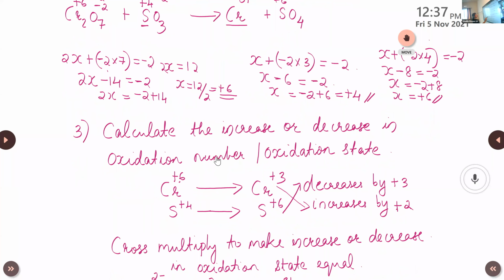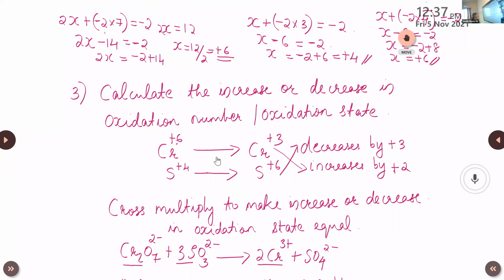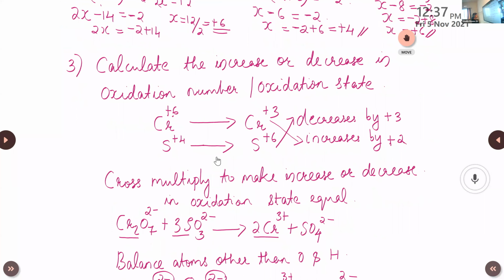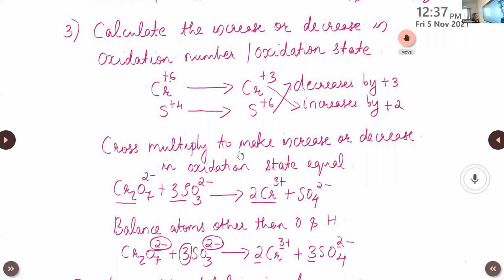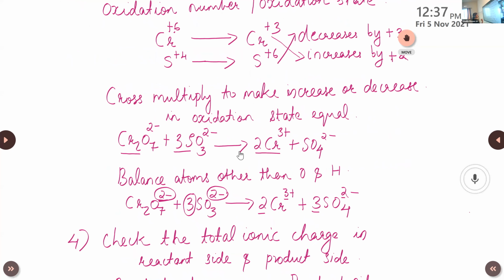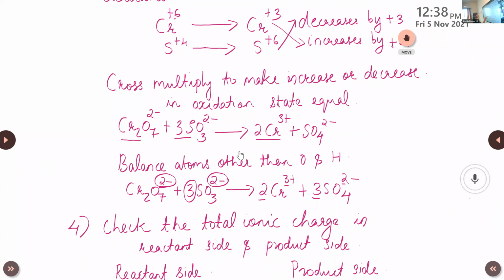Then we have to cross multiply to make the increase or decrease in the oxidation state equal. So here 3 is multiplied with sulfur and 2 is multiplied with chromium. It should be multiplied on the side in which the atom has fewer atoms. Here it is 3SO3 2 minus and here it is 2Cr3 plus. Then balance the atoms other than oxygen and hydrogen. Here chromium is already balanced. So we balance the sulfur by multiplying 3 with sulfur. Sorry, here 3SO4 2 minus.